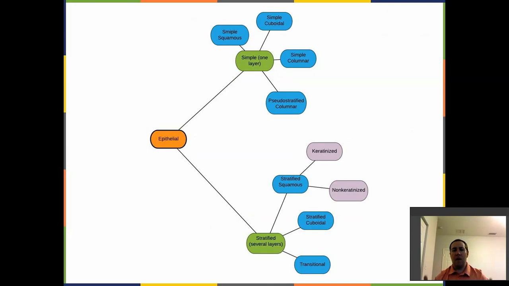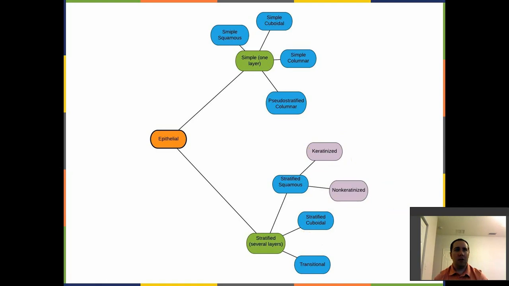So here we've taken those and we have started to branch out our diagram. And so with epithelial tissues, we said they could be simple or stratified. And with simple, it could be squamous, cuboidal, columnar, or pseudostratified. For the stratified, we had stratified squamous, stratified cuboidal, and there's also transitional, which we'll talk about in I think a slide or two. And you might have noticed we've actually broken the stratified squamous apart into keratinized and non-keratinized.